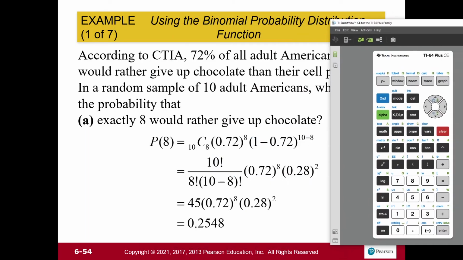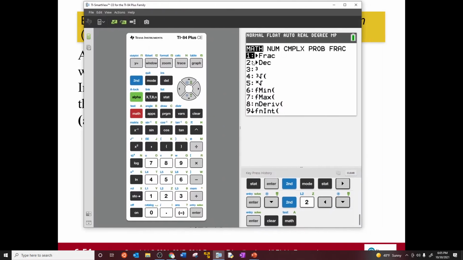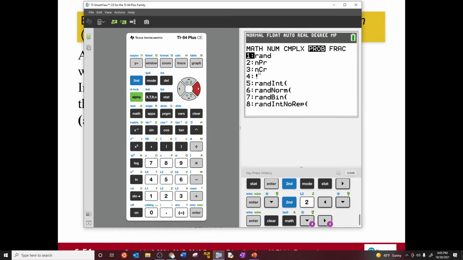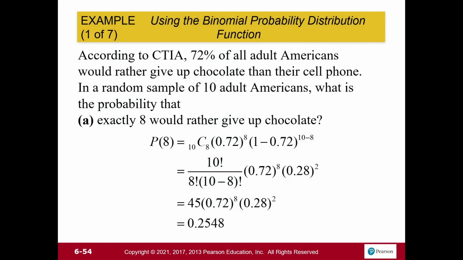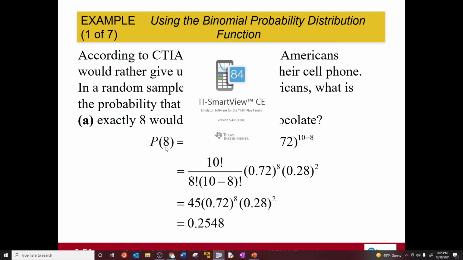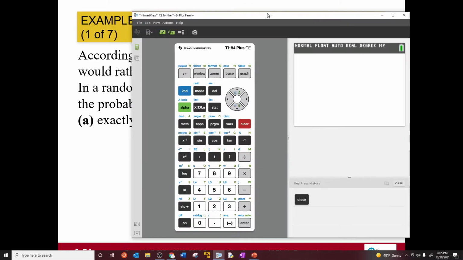We don't have to calculate it this way. This combinatoric function is found in math. If you were to click math and go all the way over to PROB, you would get that. But we're actually not going to use that. What we're going to do instead, let me bring back up that calculator. I'm going to demonstrate how you would find this using the binomial function in our calculator.